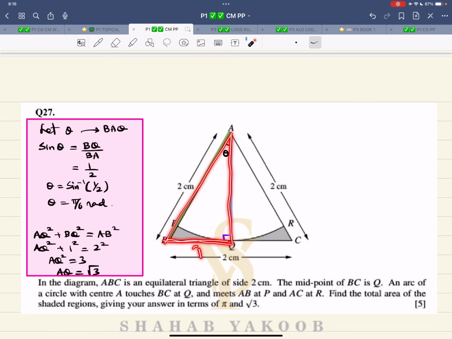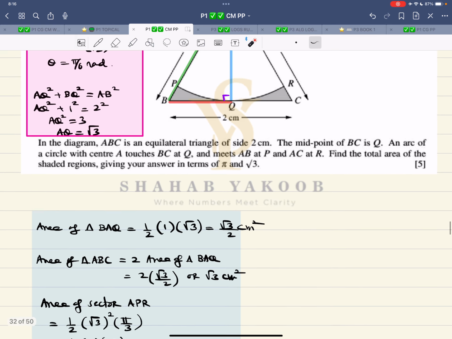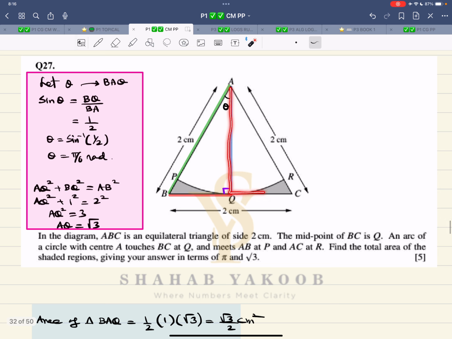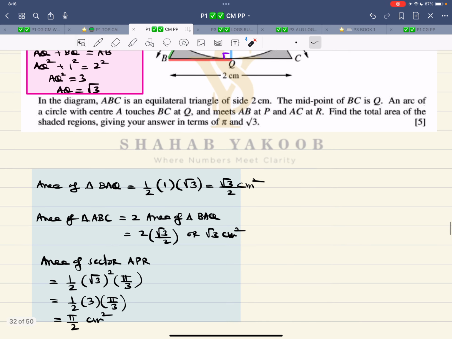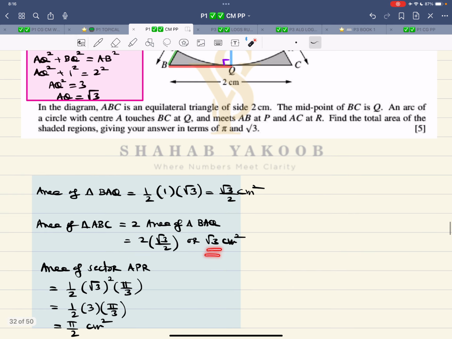Now area of triangle BAQ, that is this thing. This is the base, that's 1. The height is root 3, that's root 3 over 2. That is the same thing as area of triangle AQC. So therefore the area of the big triangle, the equilateral triangle, is 2 times this. That comes out to be root 3.